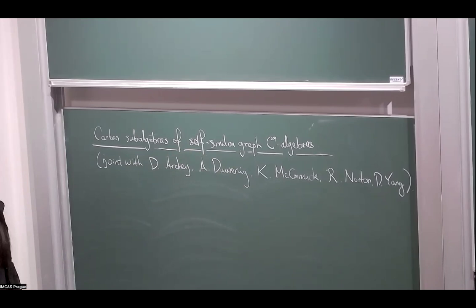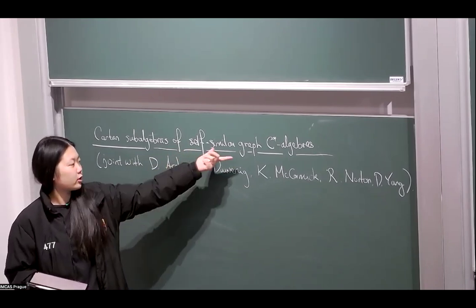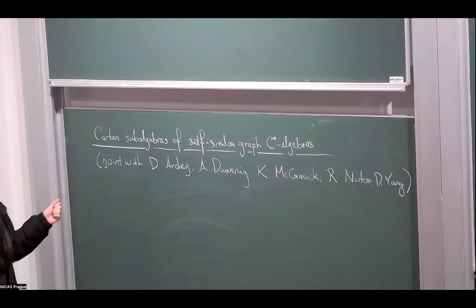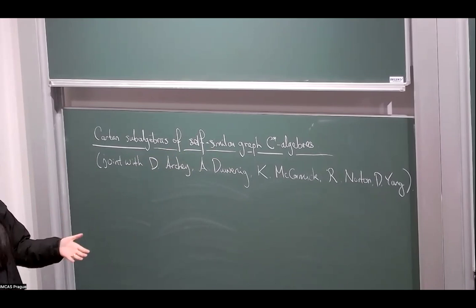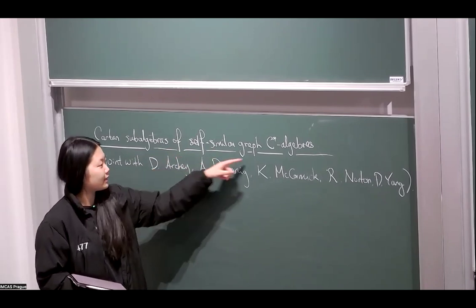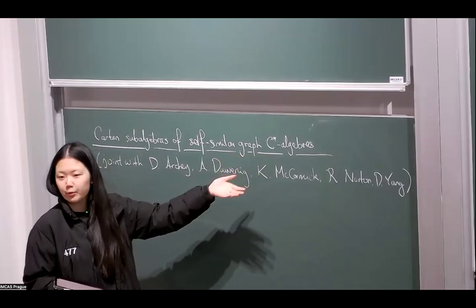The first part will be totally on the dynamical side. I will try to tell you what a self-similar graph is. So it's basically a self-similar action of a group on a directed graph. And in the second part of the talk, we're going to see how to encode this dynamical data into a C-star algebra in various different ways.